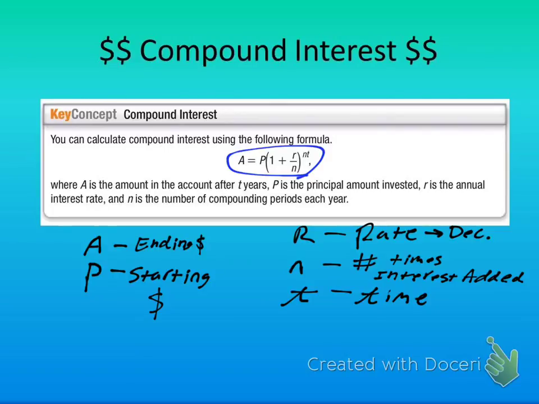For example, how many months are in a year? 12. So if it says compounded monthly, that would be 12. All right. Compounded daily, what would you use? 365. You use 365 for daily. If it says compounded daily, you would do 365. What about quarterly? 4 quarters. Quarterly is 4. Okay. Those are your big ones.